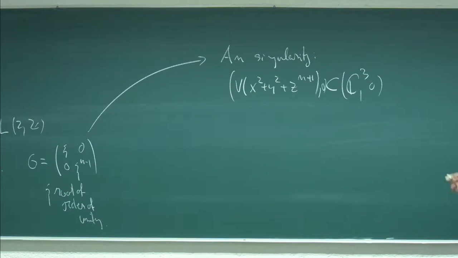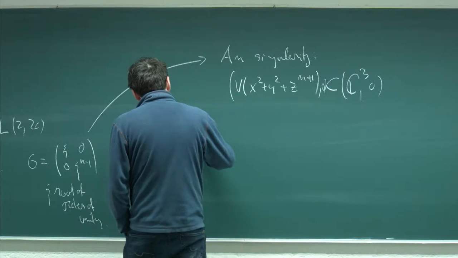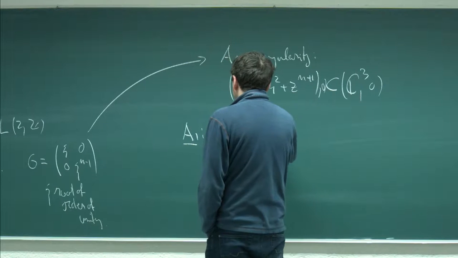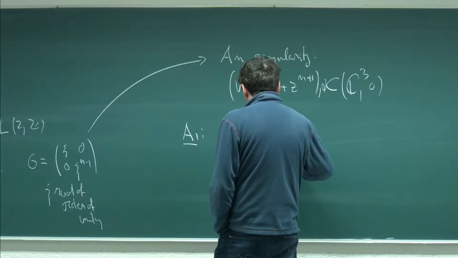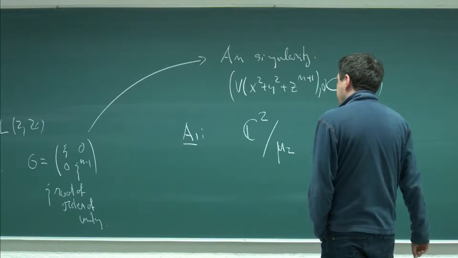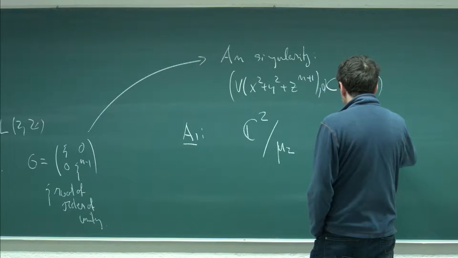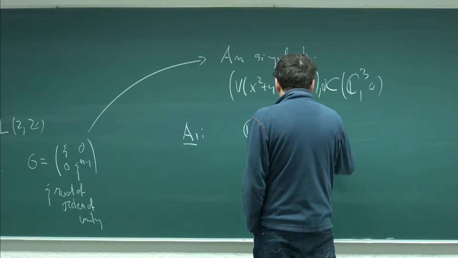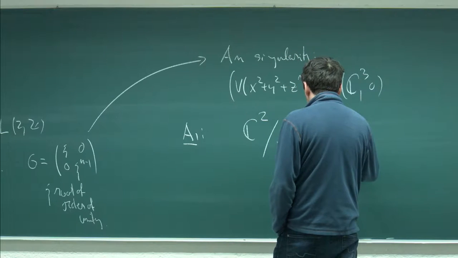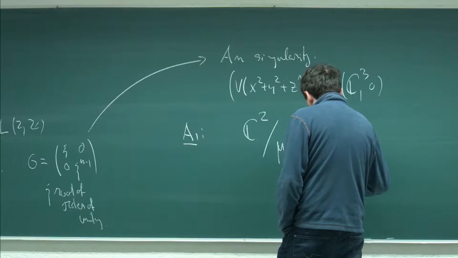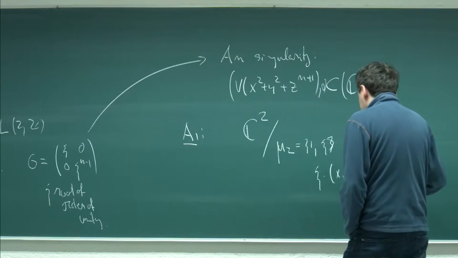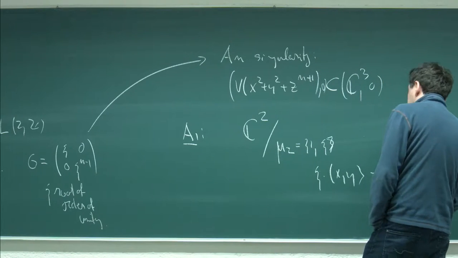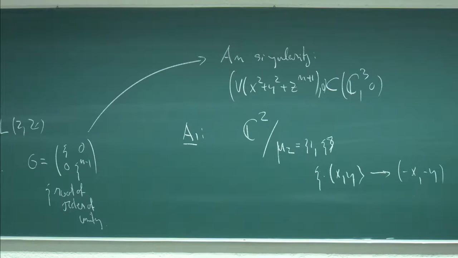And what does it have to do with GIT? Let's take the case A1. This is simply C^2 acted on by the cyclic group of order 2, with the trivial element and the generator zeta. Zeta acts on (x, y) by (-x, -y). Of course, you can think of zeta as -1, but I just want to emphasize the action.